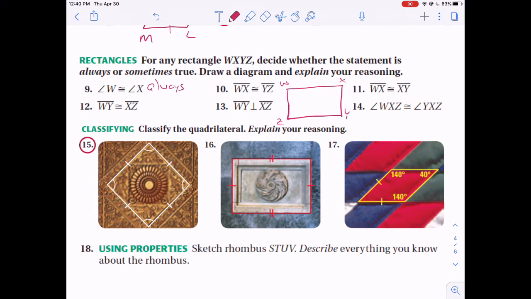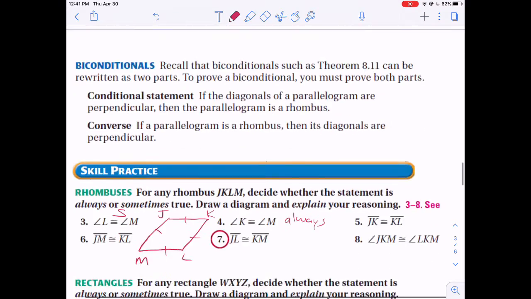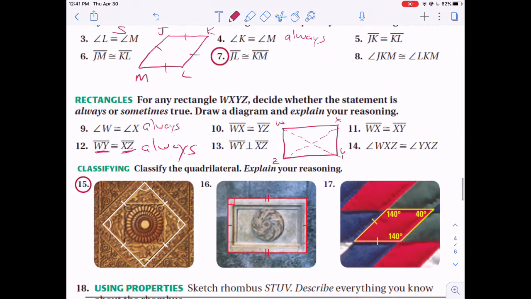How about number 12? WY and XZ. Well, WY, that's this guy. Diagonal and diagonal. Are they equal? Oh, yeah, sure. They're always equal. On a rectangle, the diagonals are always equal, so that's always as well. So look, you have to look at the rules a little bit back here. Here they are. And as you draw the picture, see if you come up with the answer.